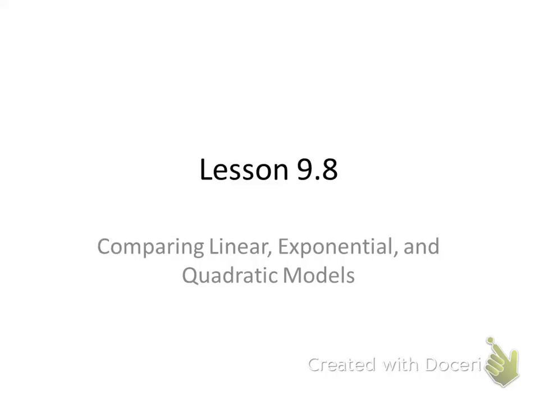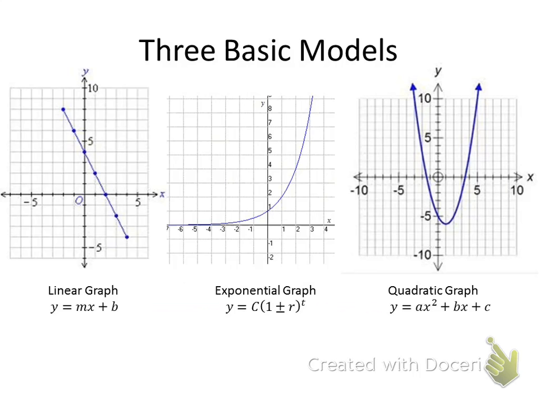Today we're going to do lesson 9.8, which is comparing linear, exponential, and quadratic models, or comparing all of their graphs and being able to tell what kind of equation I'm going to have just by looking at their graph. These are the three types of graphs that we're going to see today throughout our lesson. The first one that we have is a linear graph.